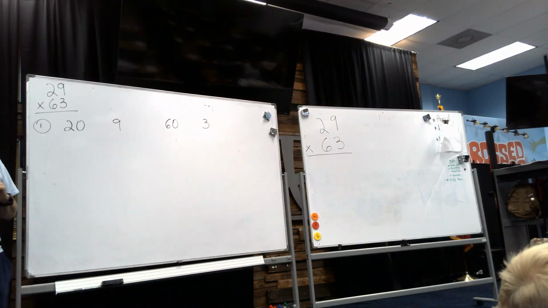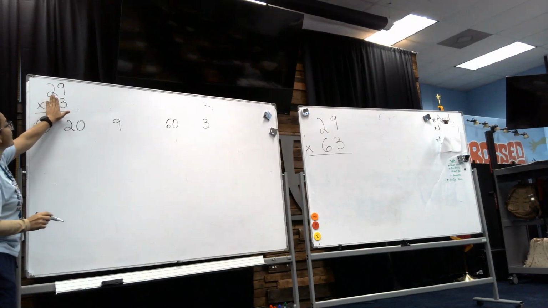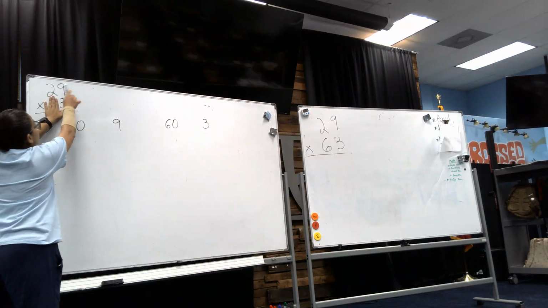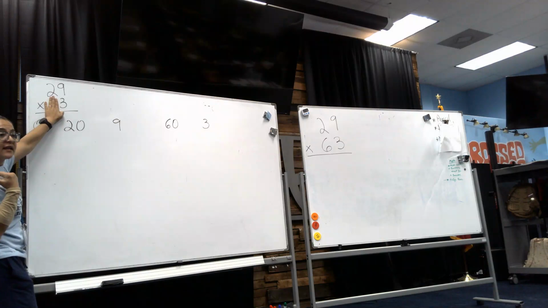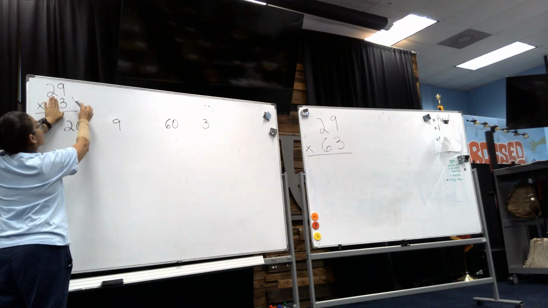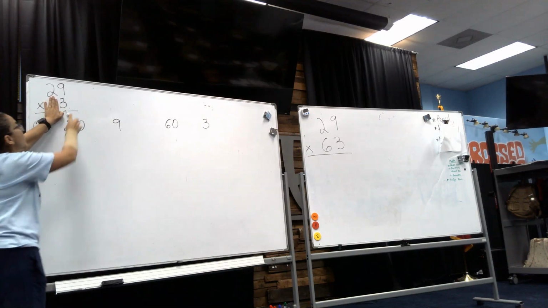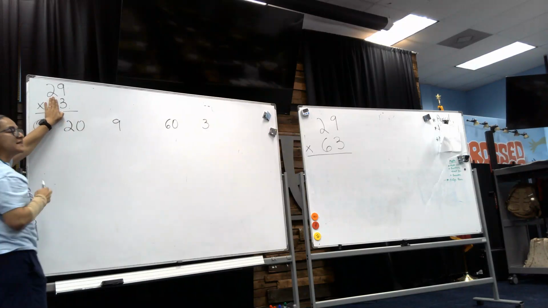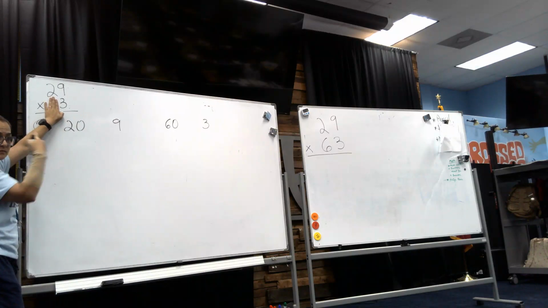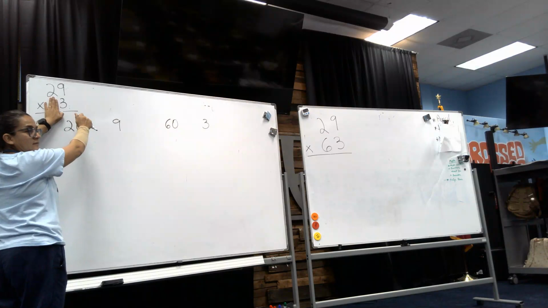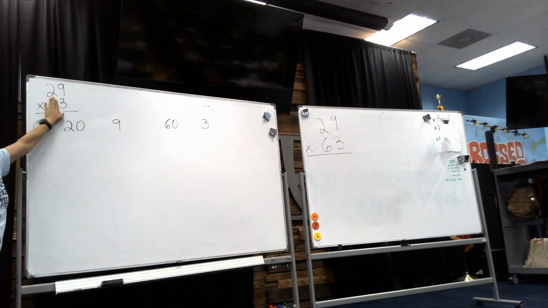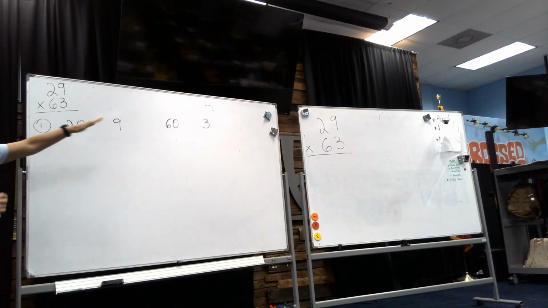Yes? Okay. Imagine that you don't have the 6 right here. If you were only multiplying 29 times 3, we already did it in the last example, right? You would have to multiply 3 ones times 9 ones, and then 3 times what? 2 tens, right? Did you agree with that? All right. That's exactly what we're going to do here.